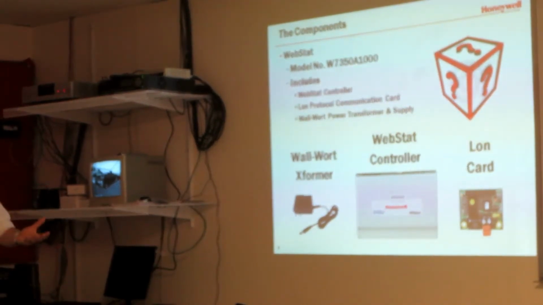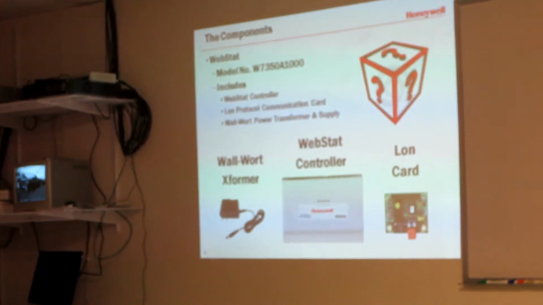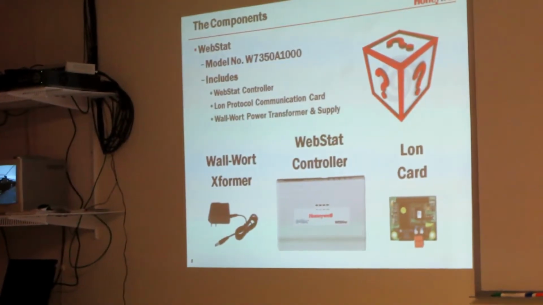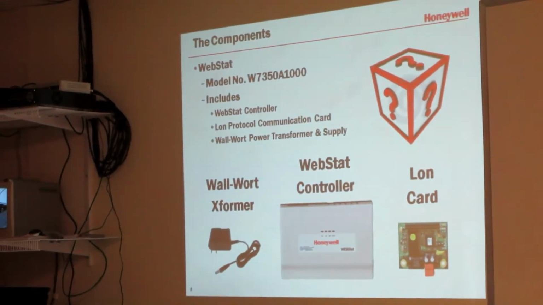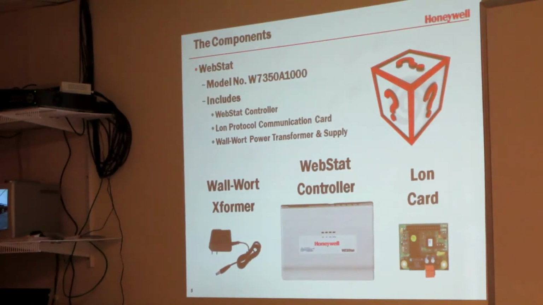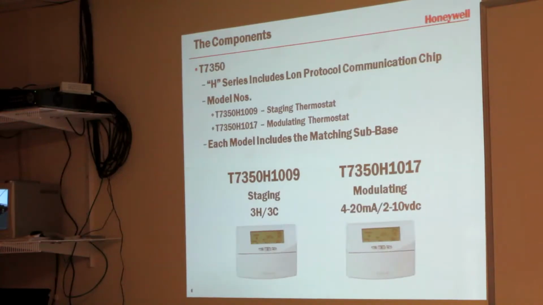Why they don't install the card at the factory, I don't know. It doesn't come with the J, so I guess they say, well, we're not going to bother putting that in. On the WebVisions, they do install it. And the model number, for those of you who like numbers, is W7350A1000.